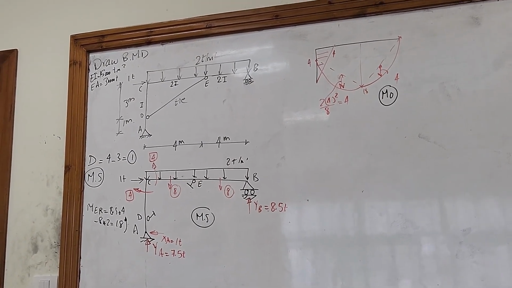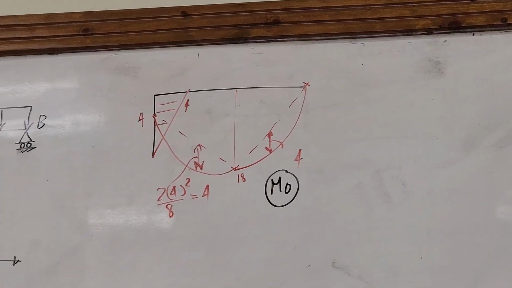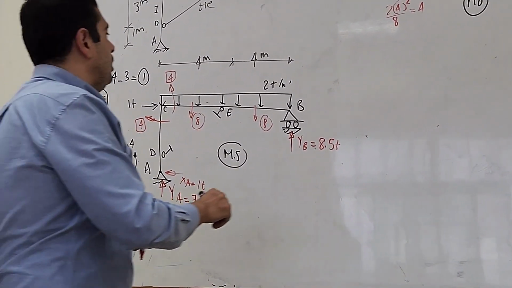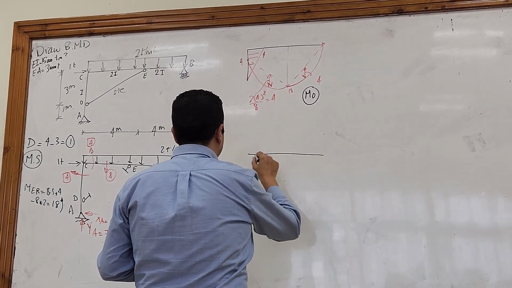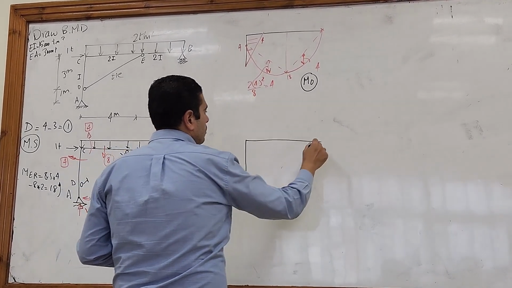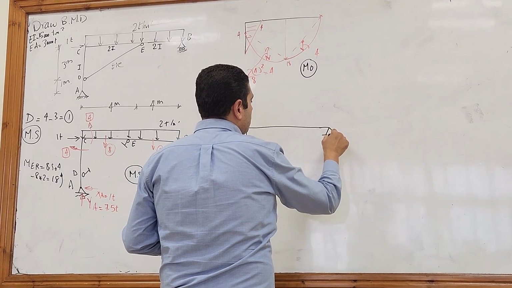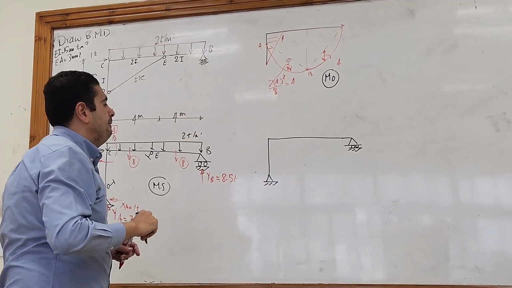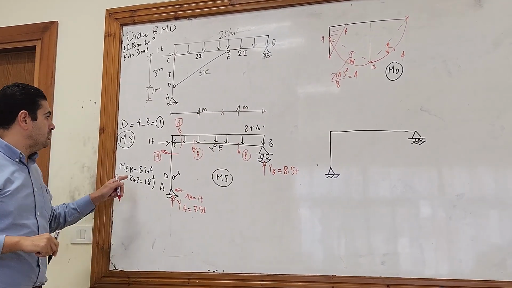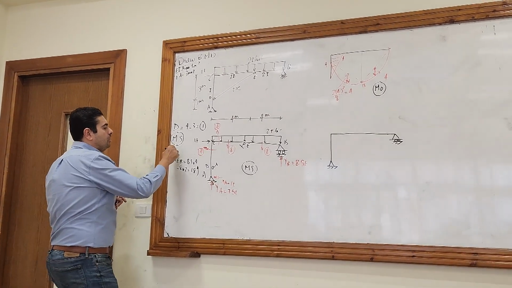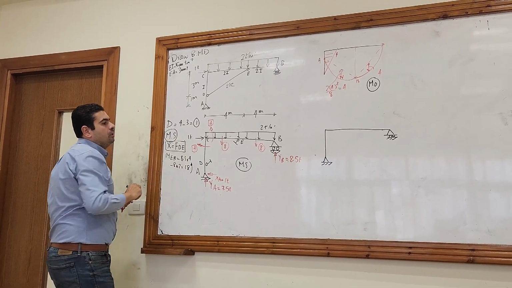Case 1 and draw M1. Case 1, draw one more time the main system. I'm drawing the main system one more time, and then put a unit load instead of the redundant you remove. What did I remove here? What is the redundant? I removed the force in the tie BE.